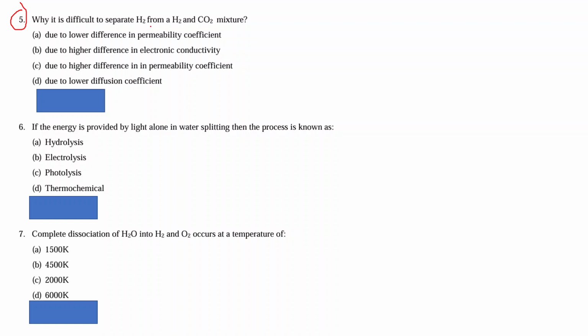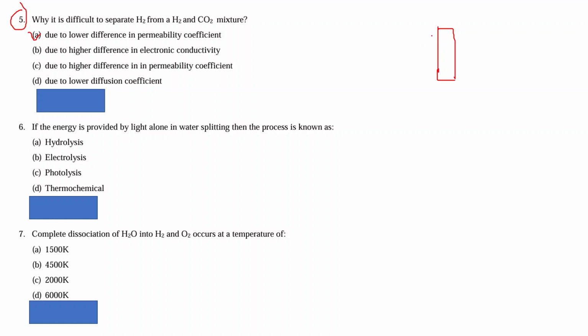But in the question, why is it difficult to separate hydrogen from a hydrogen and carbon dioxide mixture? There should be some similarities between hydrogen and carbon dioxide. Due to low difference, ha, answer A: lower difference in permeability coefficient. Answer A. Because low difference in permeability coefficient means, suppose I am using one membrane.